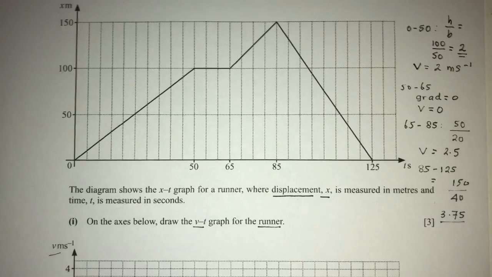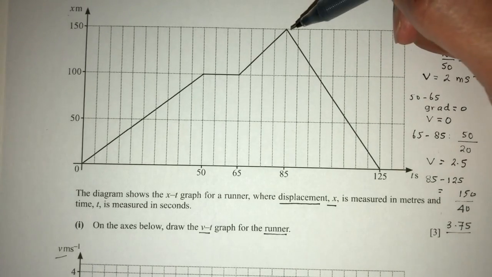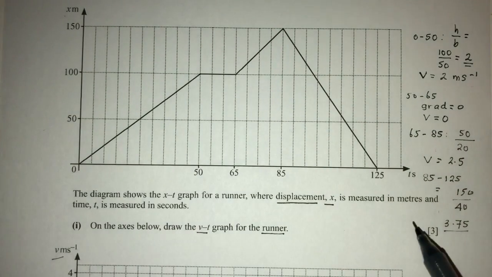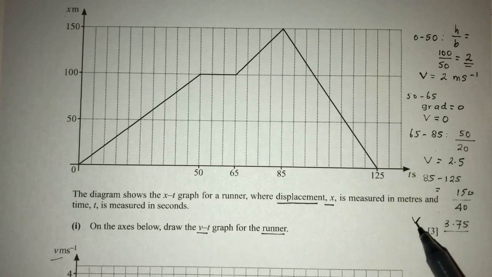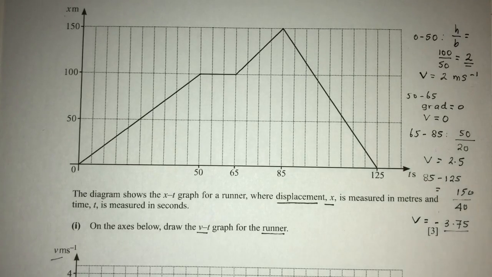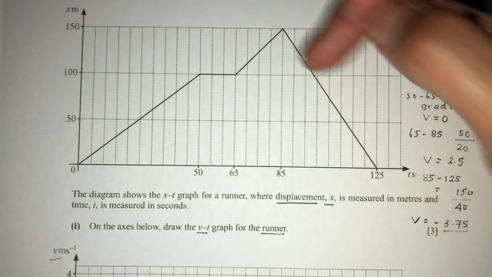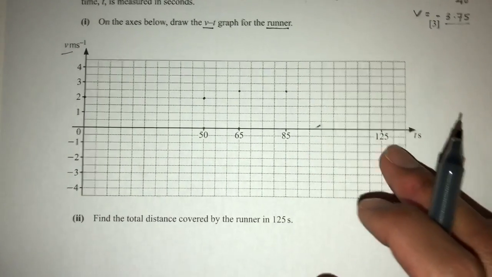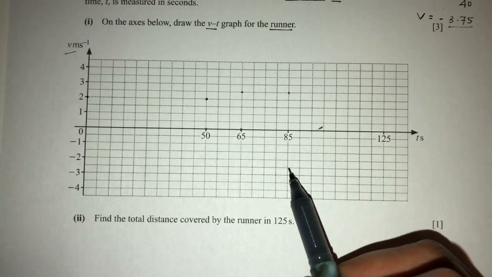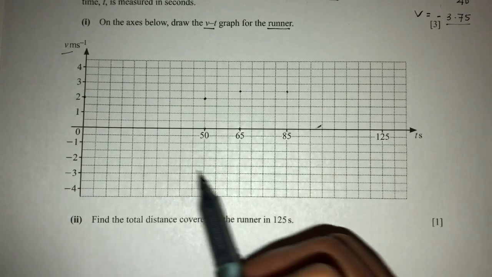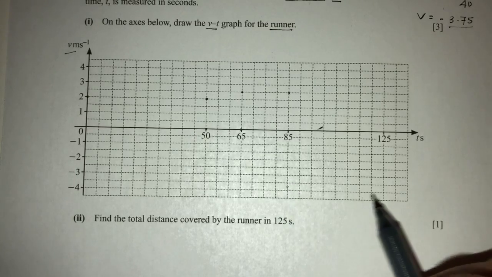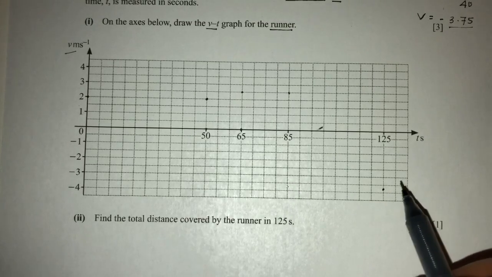But now there's a catch. Because the gradient is going downwards, as you can see the slope is downwards, the velocity has to be negative. Because of that, it is negative 3.75. So for these 2 points, it should be negative 3.75, between here. Okay, so now we have it.